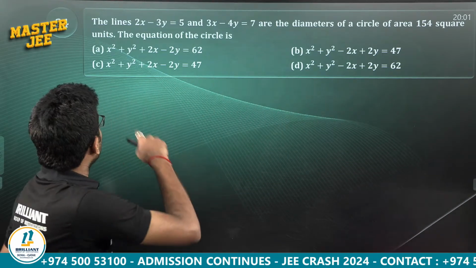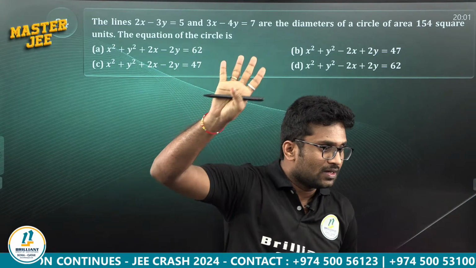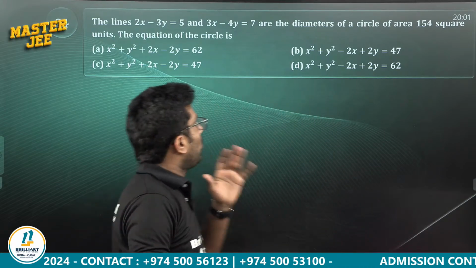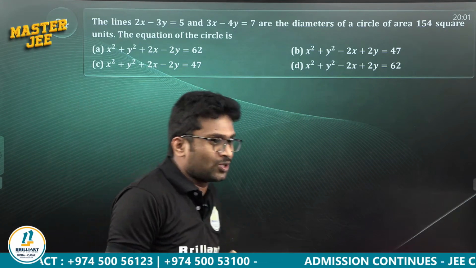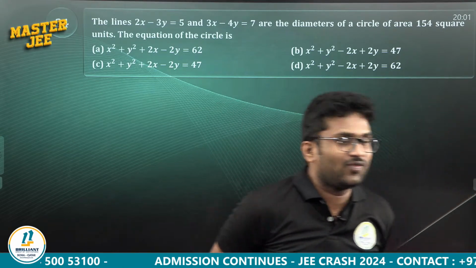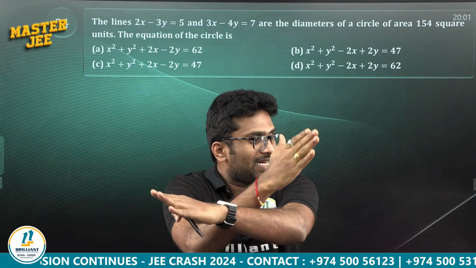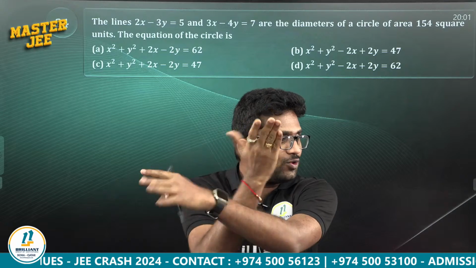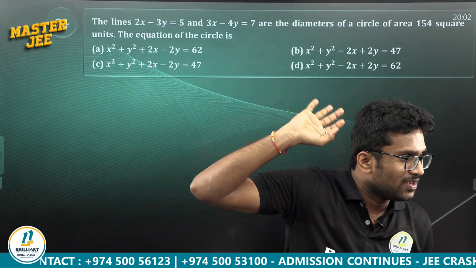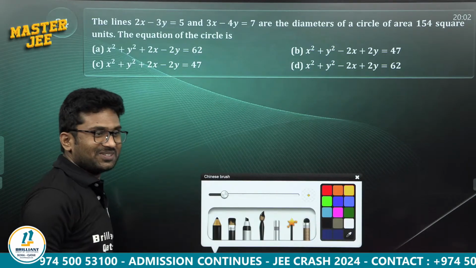Okay, fine, guys. Coming to this question 24, 2 lines are given. These 2 are the diameters. The point of intersection will be the center. Okay, we get the center. After that, what are we supposed to do? How do you get the ends of the diameters? Only 2 diameters are given. They didn't give you the coordinates of the ends of the diameter. The point of intersection will be the center. From there we get the radius.